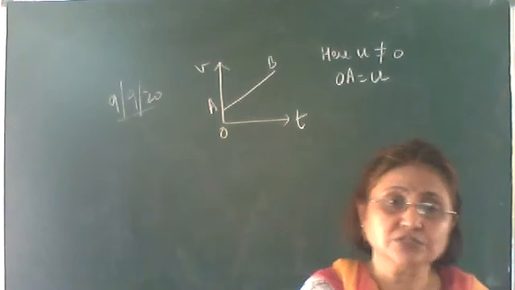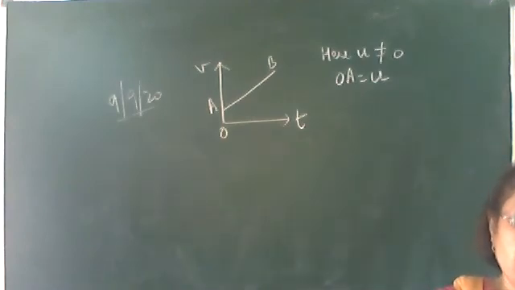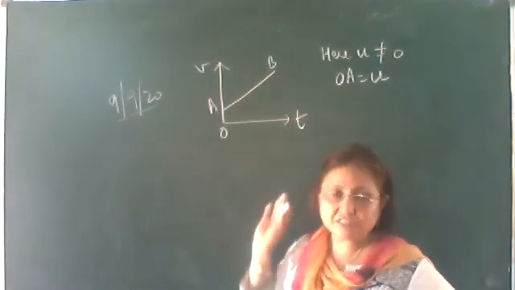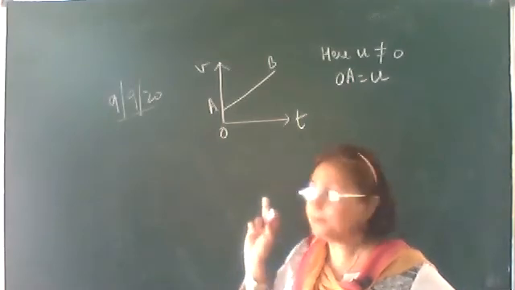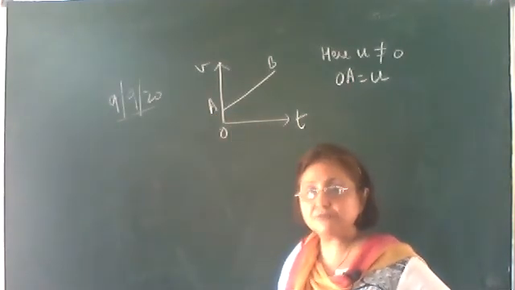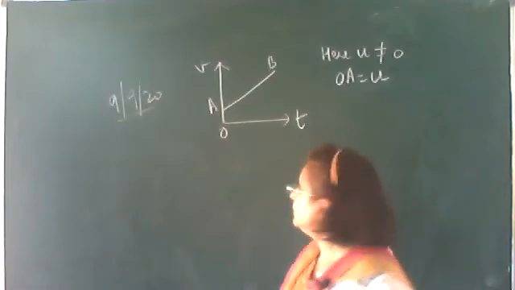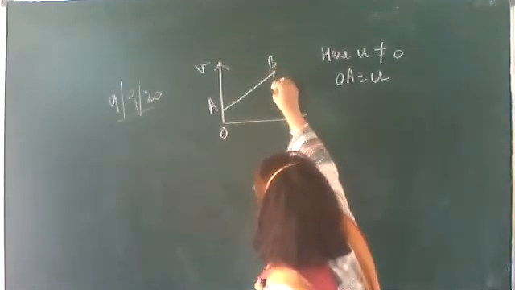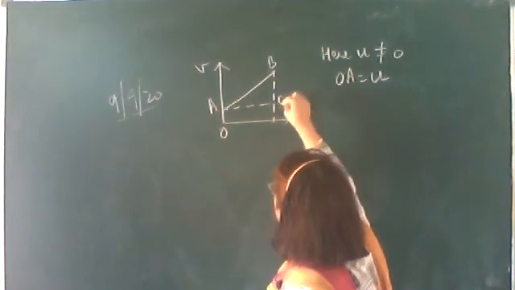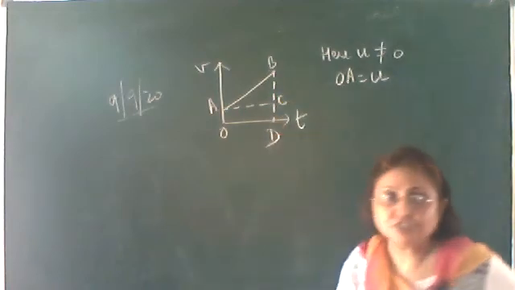These equations are valid only for a particle which is moving with a constant, uniform acceleration. So how is the VT graph? A straight line having a constant slope. Let us assume that the initial velocity is not zero. This is the AB line. From B, let us draw one perpendicular. Let this point be C and this point be D.